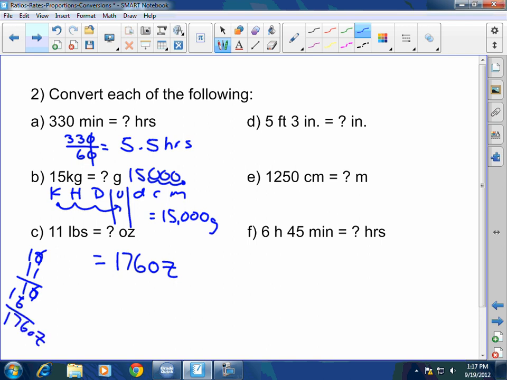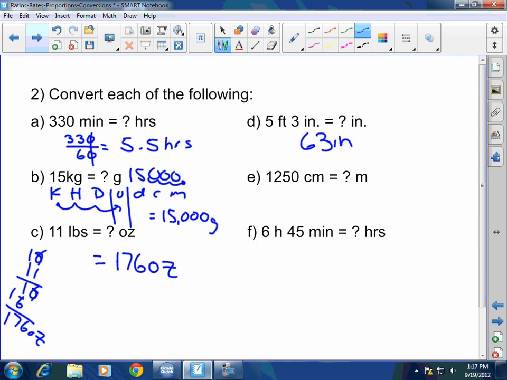Okay. 5 feet 3 inches. How many total inches is that going to be? Oh, 63. Fantastic. 5 feet, 5 times 12. Why times? Because I'm going large to small. 60 plus 3 is 63 inches. Boom. Perfect.